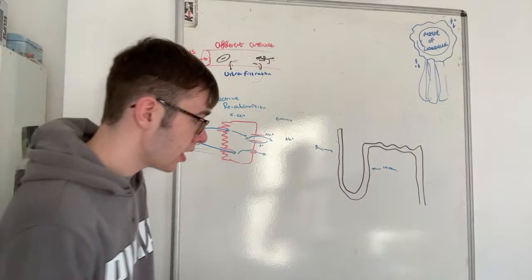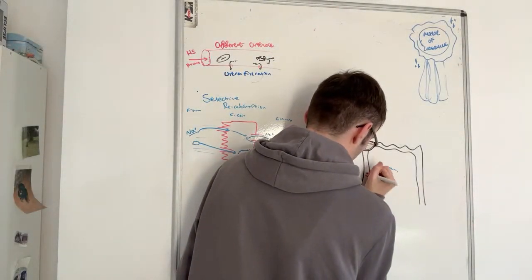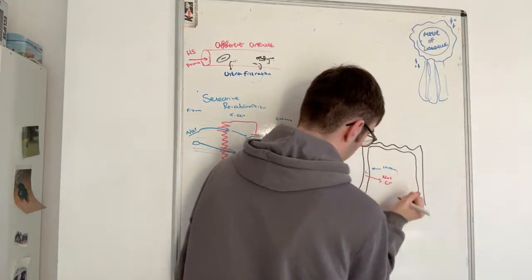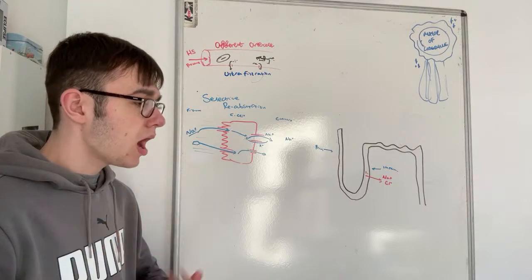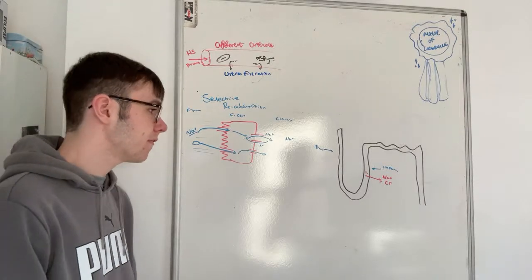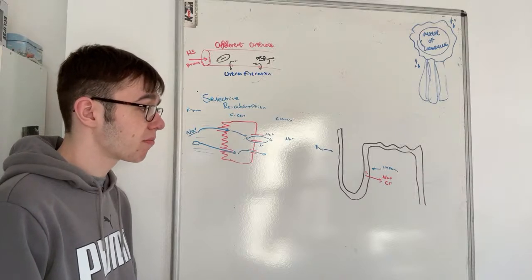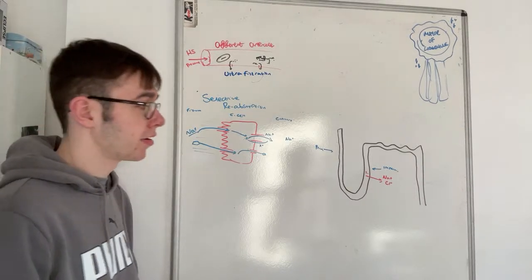Stage one is in the filtrate. Sodium and chloride ions are going to be moved via, I think it's going to be active transport. I think it's active transport of sodium ions and chloride ions, I think.